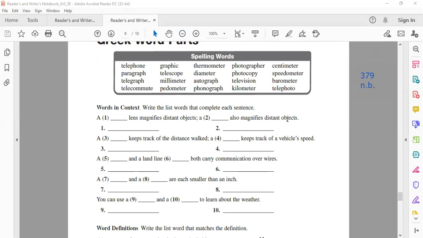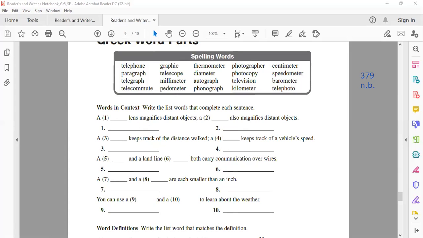Okay. Yes, Marianne. Read the first one, please, for you. A telescope lens magnifies distant objects. Excellent. So number one will be telescope. Number two, in the same sentence. Telescope also magnifies distant objects. So number one will be telephoto, not telescope. And the other one would be telescope.